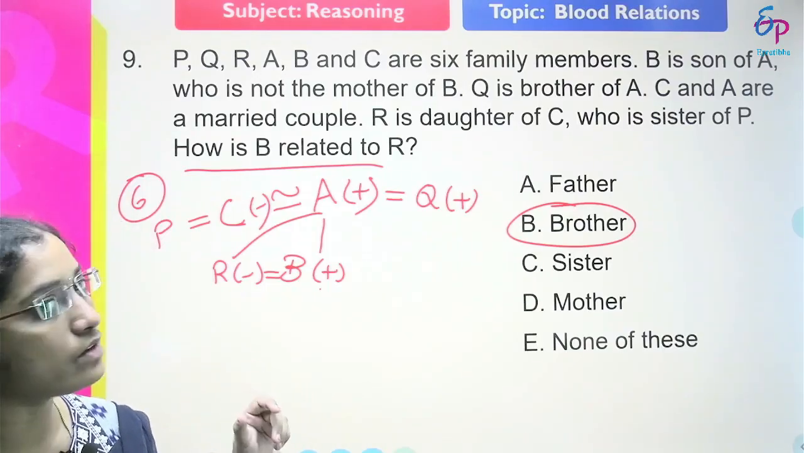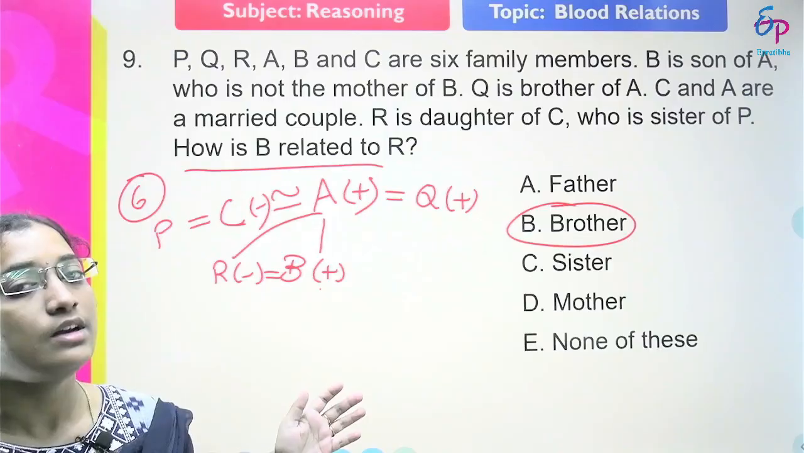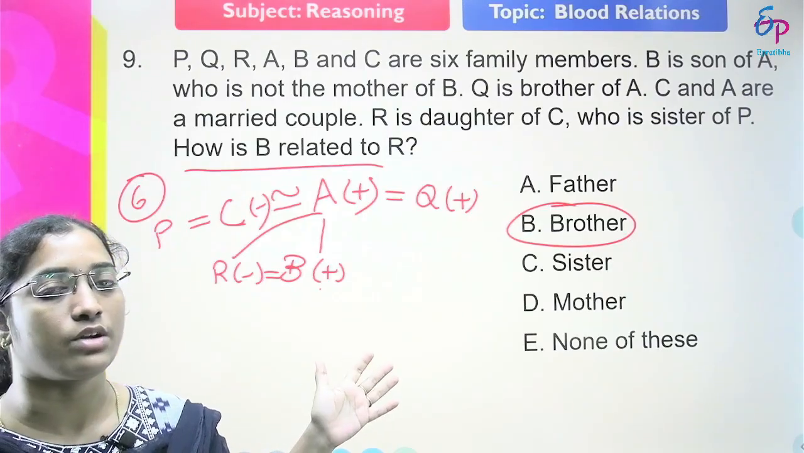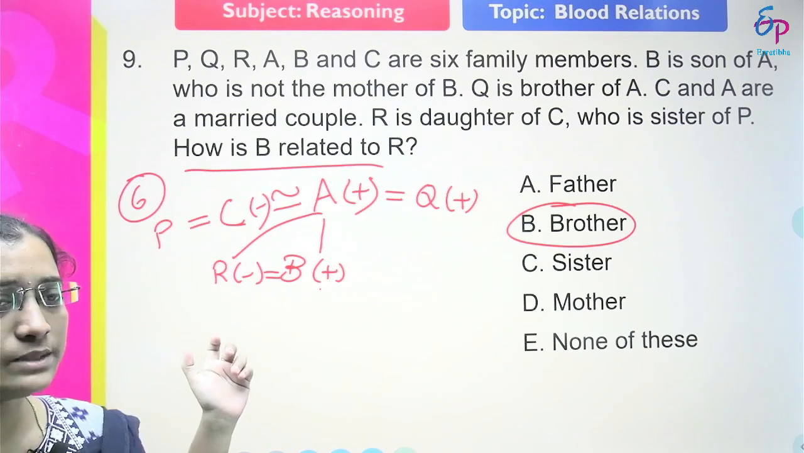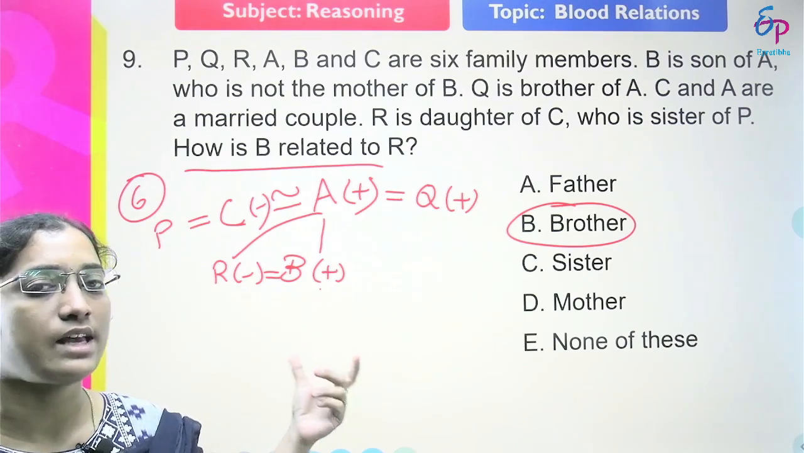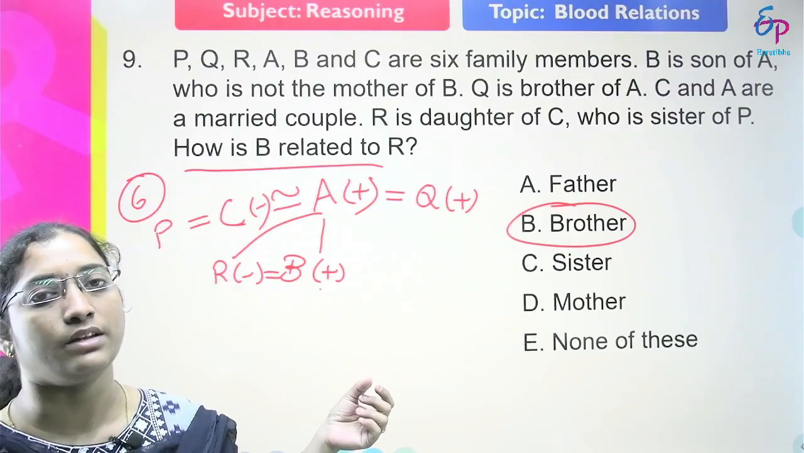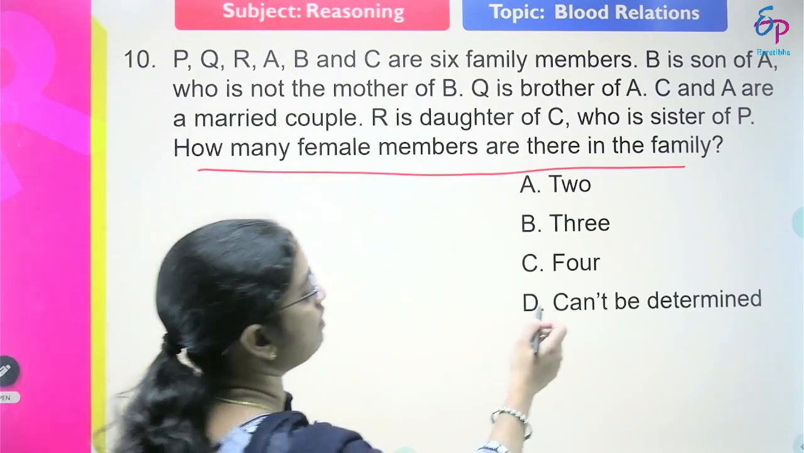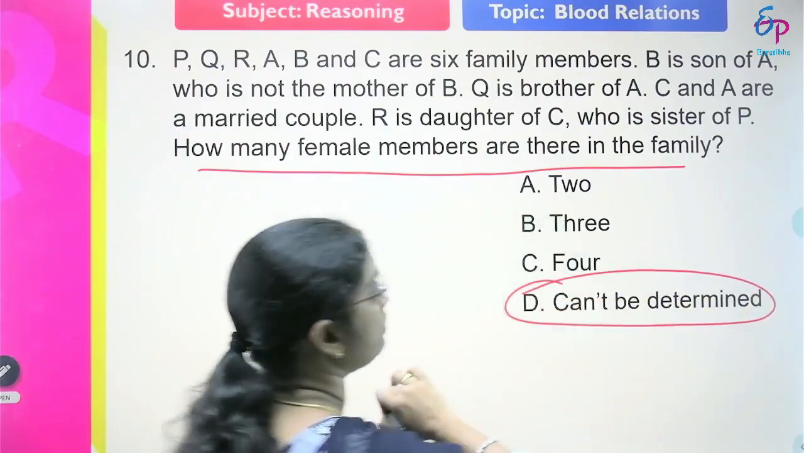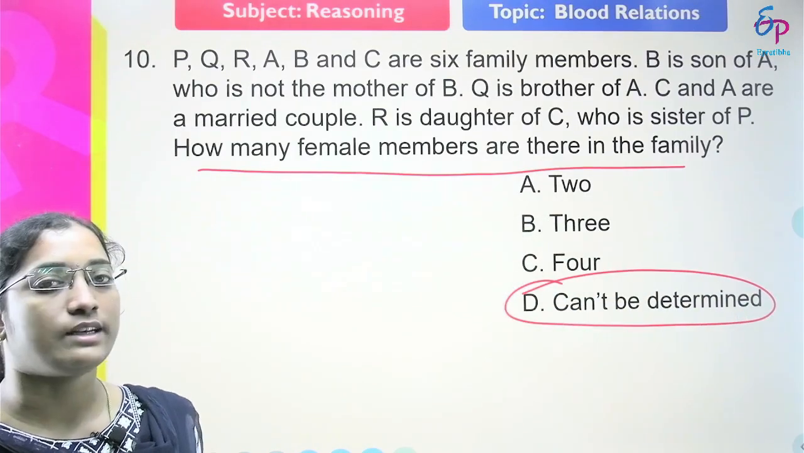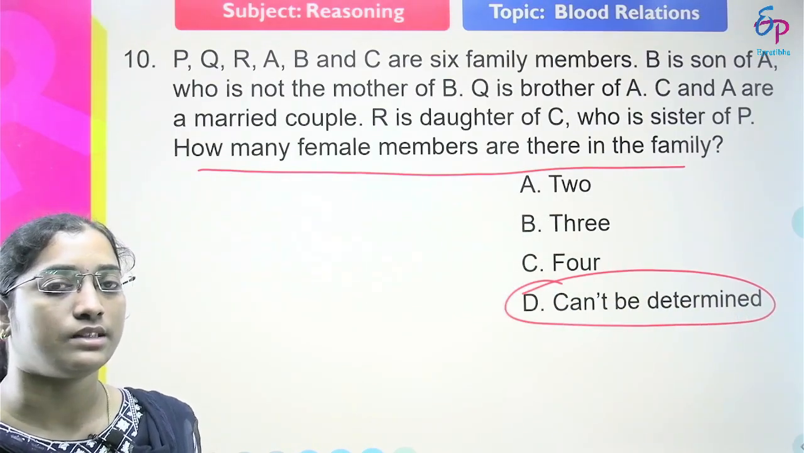Then our question is how many female members are there? If we don't know the gender of P, P may be a male member or a female member, we don't know, right? So out of 6 members, we cannot determine the gender of one person, which means we cannot determine the exact number of females in that family. So our answer is can't be determined. Why? Because we don't know the gender of P, we cannot determine the exact number of females in that family.